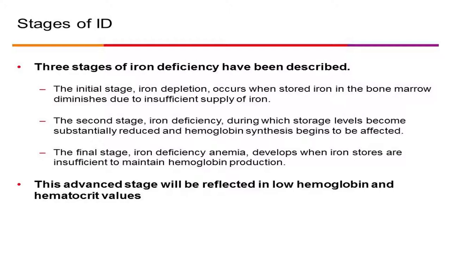The second stage is where the storage level is so much decreased that we are reaching the degree of anemia. Some of them would have anemia, some of them would have only some decrease in the MCV, MCH. But if we reach the final stage where there are no iron stores, and the body has consumed all its stores, then we reach a degree of anemia with the frank changes of low MCV, low MCH. So these stages would be reflected in the hemoglobin and hematocrit value.